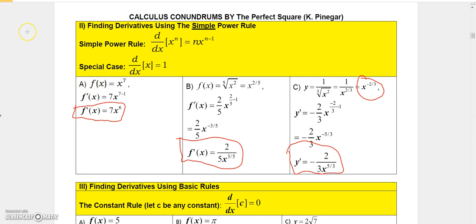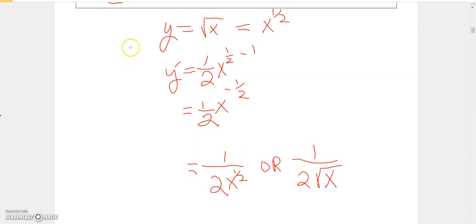But I thought what I would do, you might remember when I found the derivative by the definition, I did the square root of x. And let me just show you how real easy it is to use this formula to find the derivative of square root of x, as opposed to using the definition that I used earlier. Alright, let's finish this up by using the simple power rule to find the derivative of square root of x. So first of all, square root of x can be written as x to the 1/2.